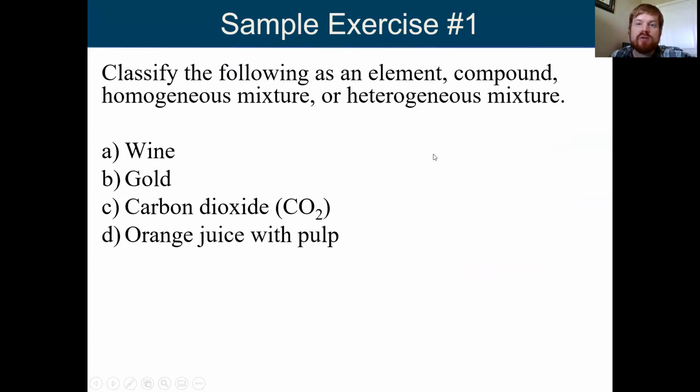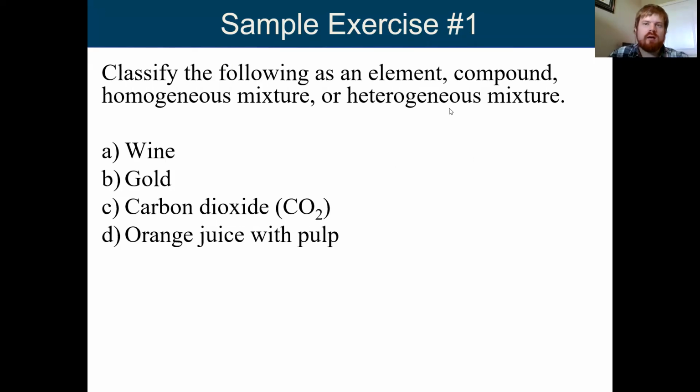Okay, now we're ready for sample exercise number 1. Check out the PDF down below that I posted. Print that out or have it ready. We're going to classify each of the following as element, compound, homogeneous mixture, or heterogeneous mixture. Go ahead, pause the video, and when we come back, we will have the answers and go through them. See you in a minute.